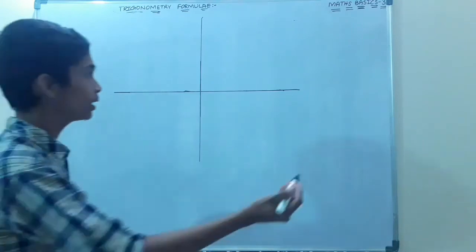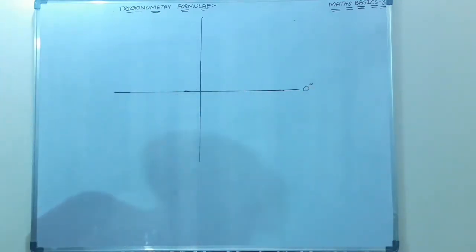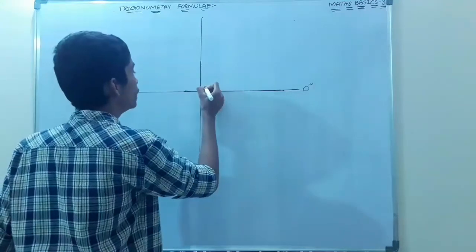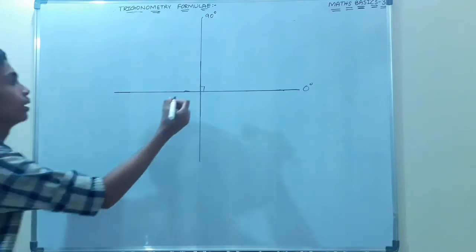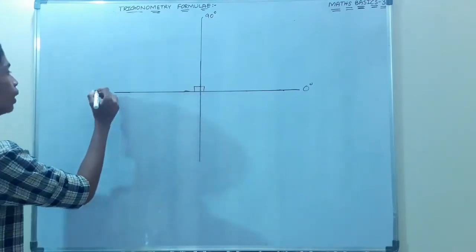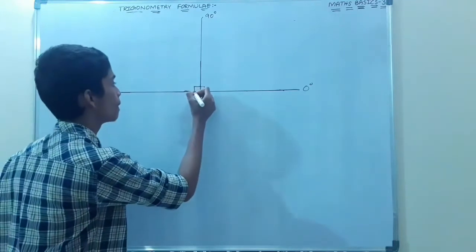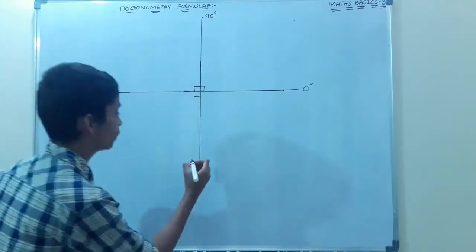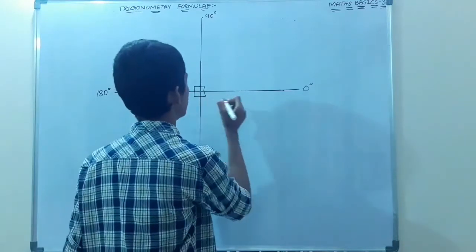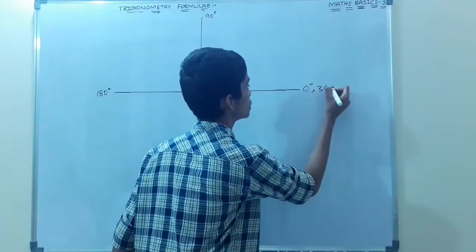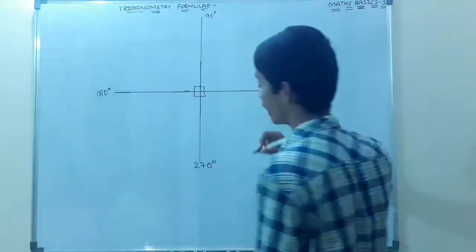And let's start it. Here we have 0 degrees, and here perpendicular we have 90 degrees, and plus 90 gives us 180, 90 plus 90 is 180, and plus 90 will give us 270 here, and again plus 90 will give us 360 degrees. So we also have a trick here.